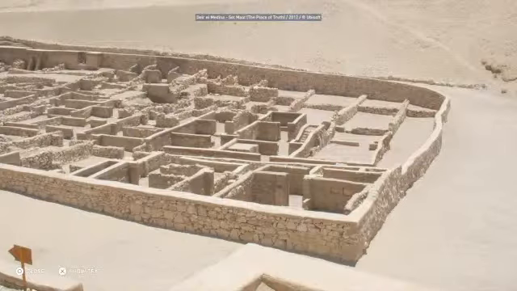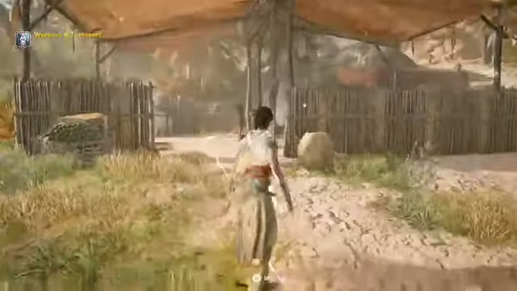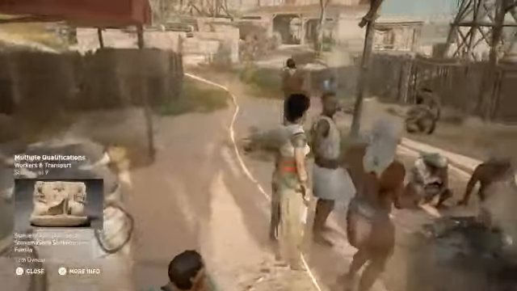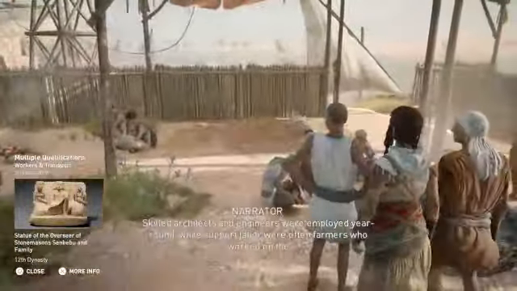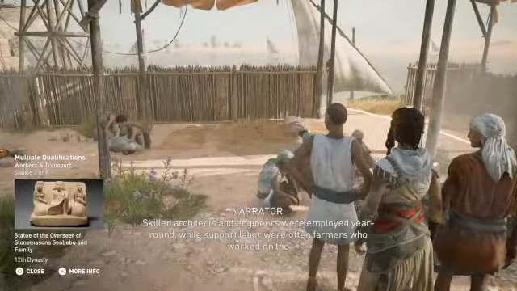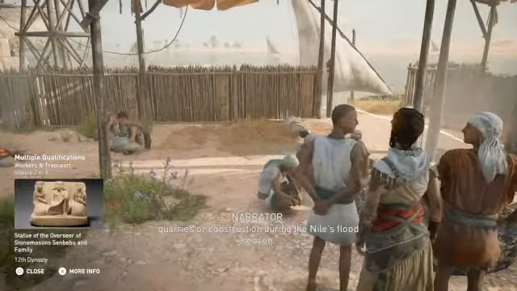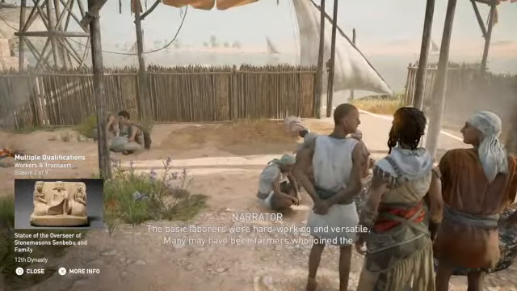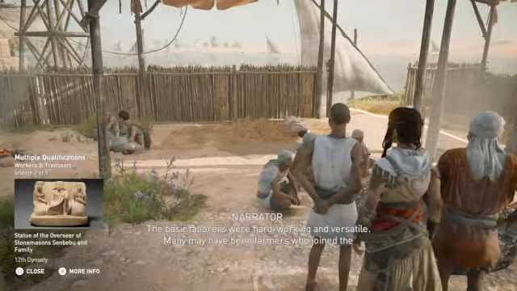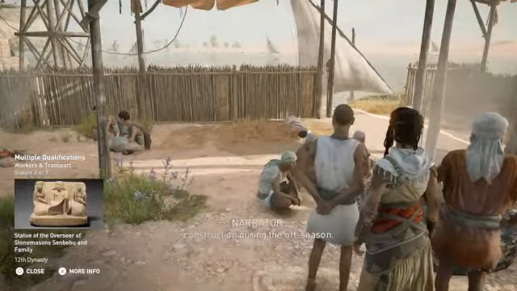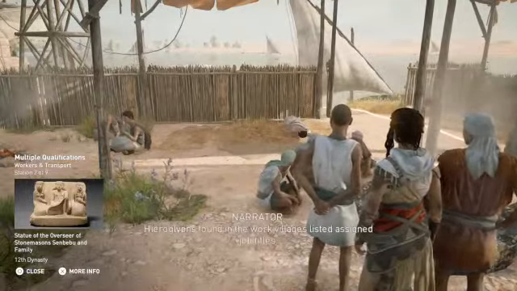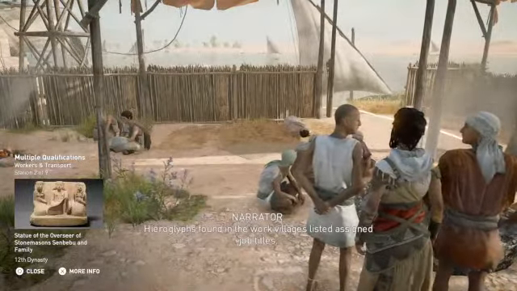That is Deir el-Medina, Set Maat, Place of Truth, 2012, credit Ubisoft. Skilled architects and engineers were employed year-round, while support labor were often farmers who worked on the quarries or construction during the Nile's flood season. The basic laborers were hard-working and versatile. Many may have been farmers who joined the construction during the off-season. Hieroglyphs found in the work villages listed assigned job titles.